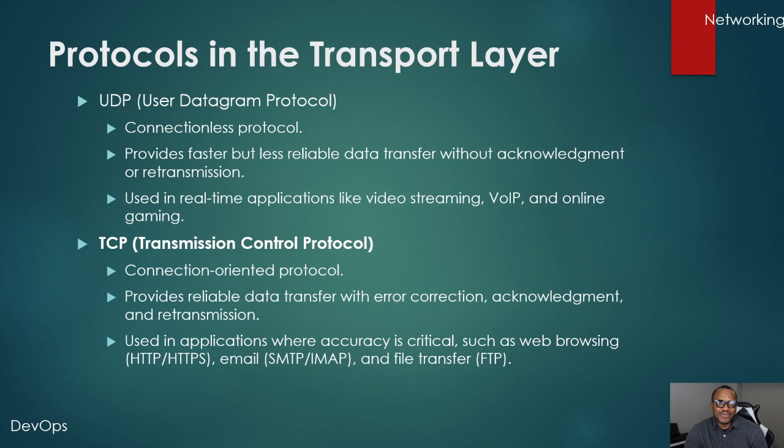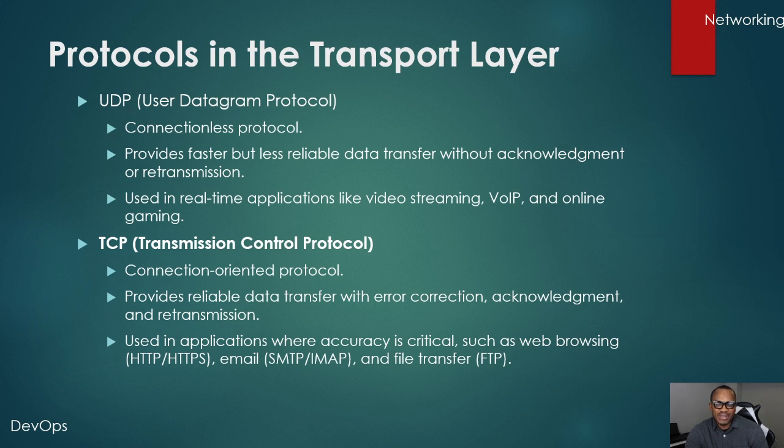The first one is UDP, which is the User Datagram Protocol. It's a connectionless protocol. It does not establish a connection with the receiving device. On the other hand, it provides fast but less reliable data transfer without acknowledgement or retransmission. It is used in real-time applications like video streaming, online gaming, your YouTube, your Netflix, all these use UDP.